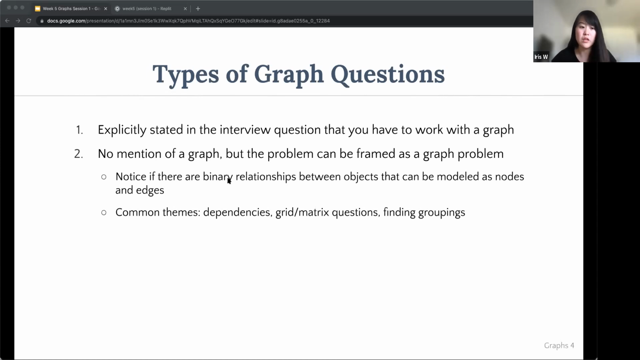So if you ever notice in a problem you're given that there's some binary relationship between objects that can be modeled as nodes and edges, it's good to keep in mind that you might be looking at a graph problem. And a few common themes I generally see with graph problems are if there's talk of dependencies, or traversing through a grid or matrix, you'll generally use a BFS or DFS search on that. And also a common theme amongst graph problems is if you ever have to find groupings within a graph you're given. So those are really key words you want to remember.